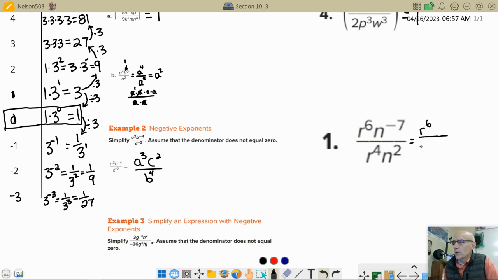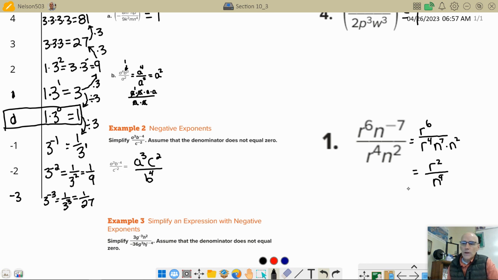That's up in the numerator still. I've got r to the 4th in the denominator, and now I've got an n to the 7th in the denominator, and I've got an n squared in the denominator. So let's see what happens here. Well, when you're doing division, we subtract the exponents. We get r squared up in the numerator. That's what's left in the numerator. In the denominator, I got n to the 9th power.